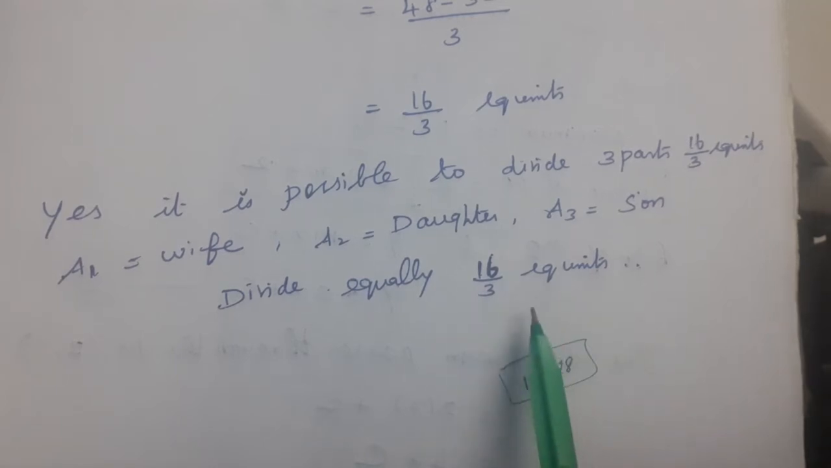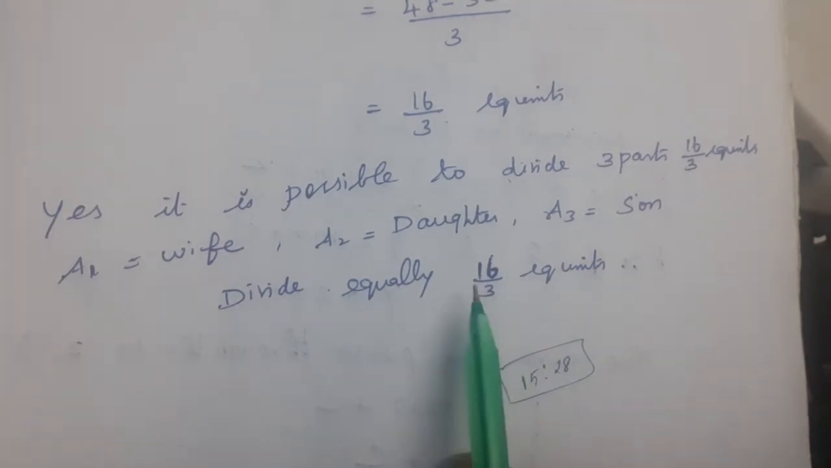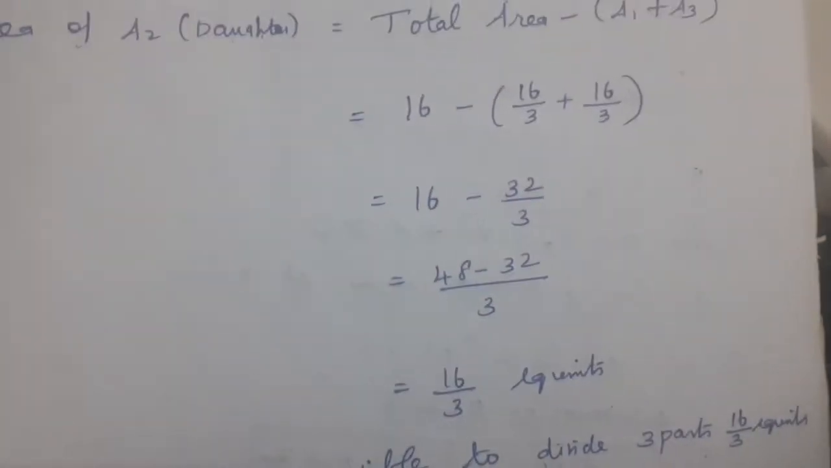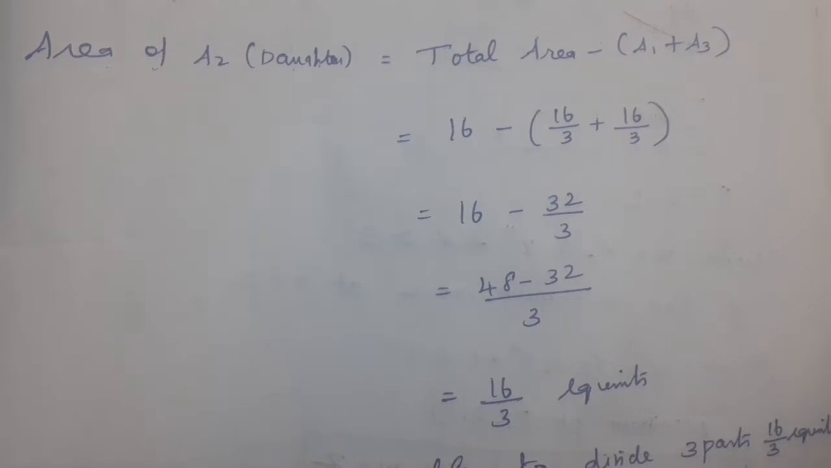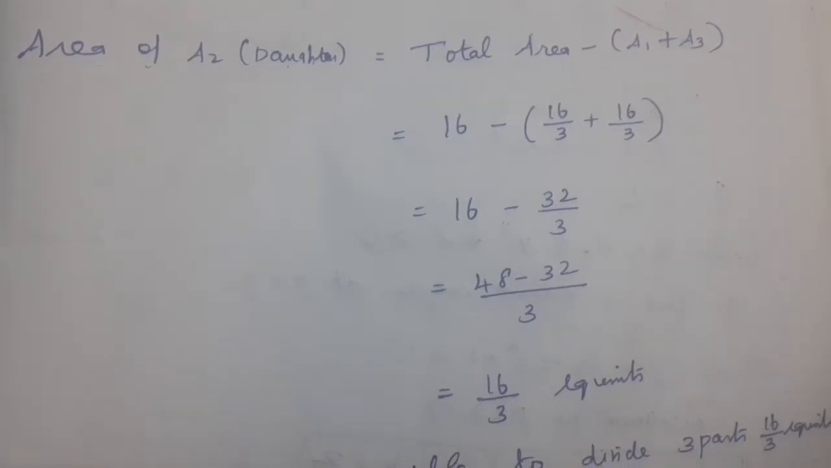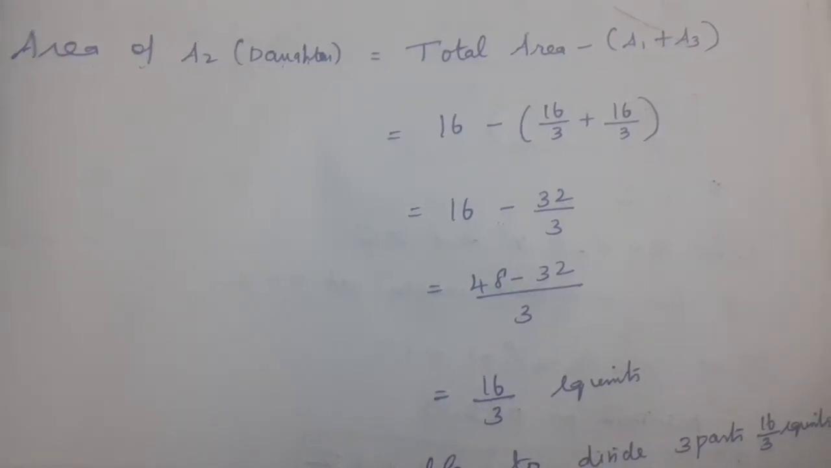So for this sum, go through the question 1 or 2 times. Read the question 1 or 2 times, and after that the calculation part is very easy for you. Go through the graph method properly, and afterwards start to do the sum.